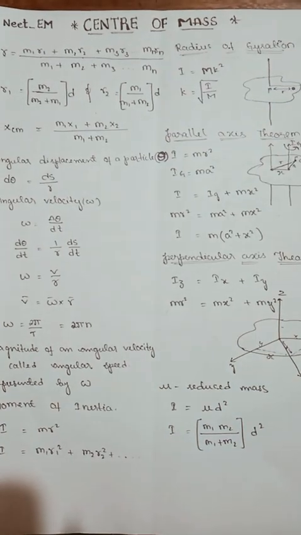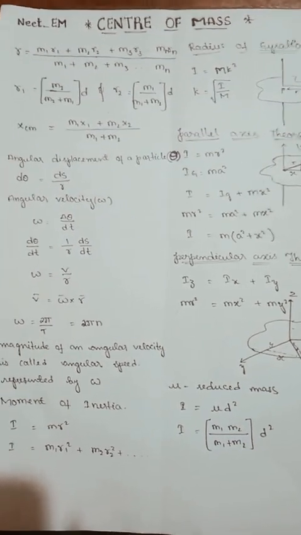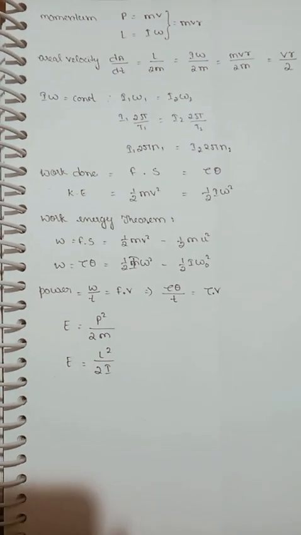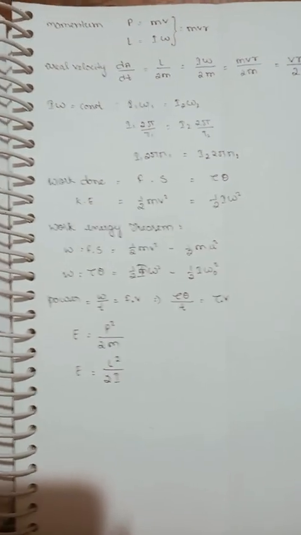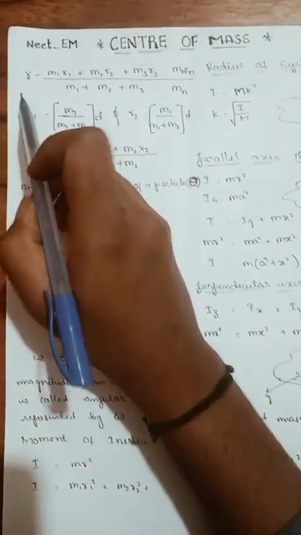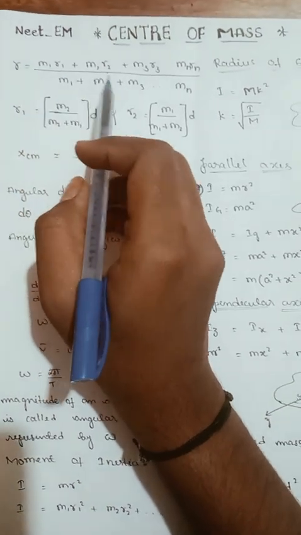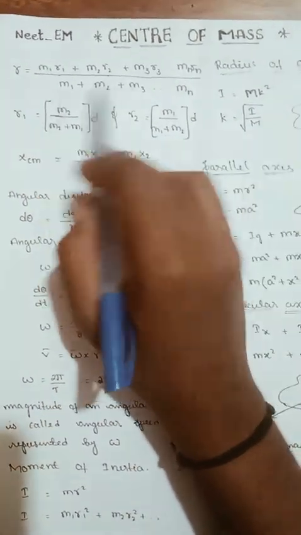Hi everyone, in this video we are going to learn about center of mass. So these are a few important formulas, and on this page I have kept a few basic formulas which we need to know. R is equal to (m1 r1 + m2 r2 + m3 r3 and so on) divided by (m1 + m2 + m3).